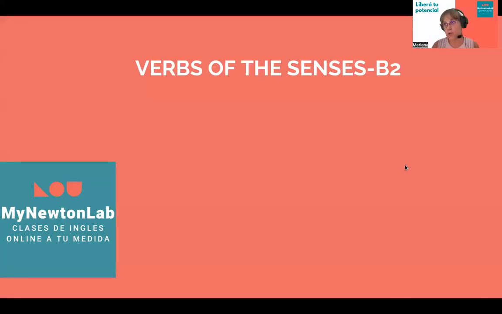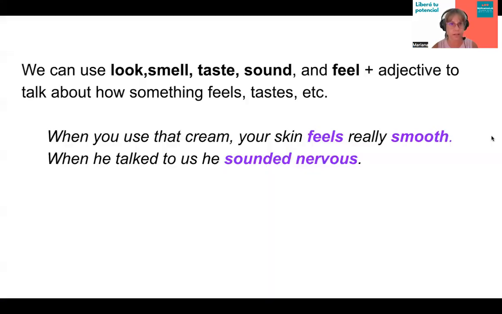As most of you know at this point, verbs are always followed by adverbs. Adjectives always connect with nouns because they describe things, people, or places. But what happens when we are talking about verbs of the senses? Let's have a look at this.